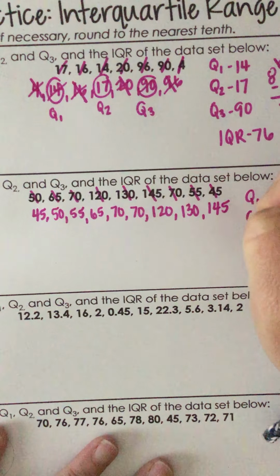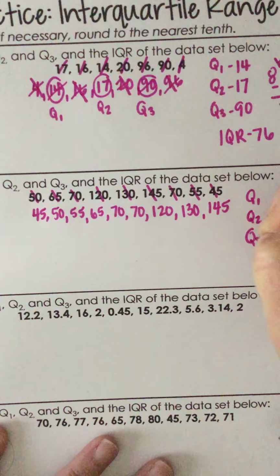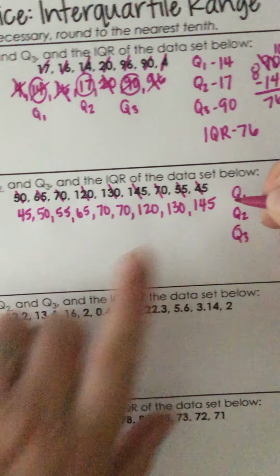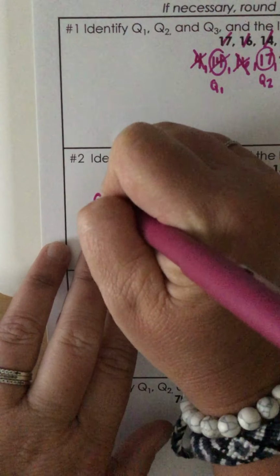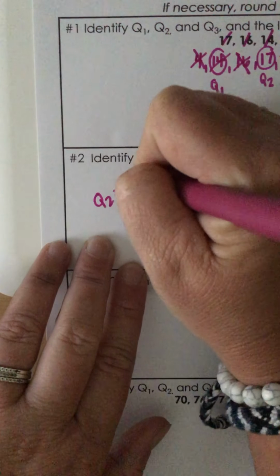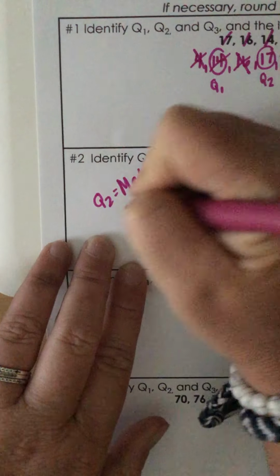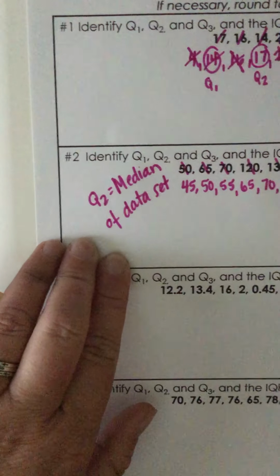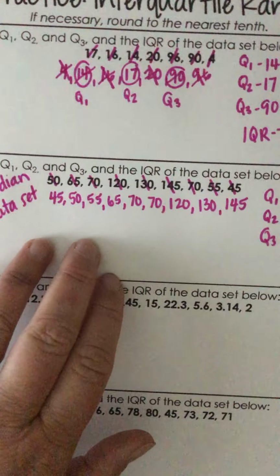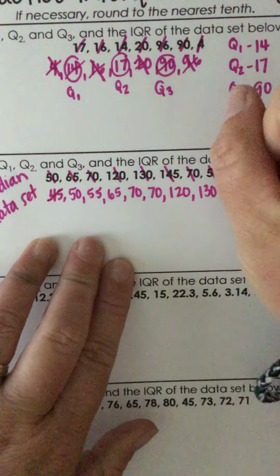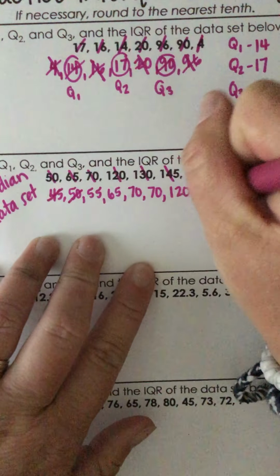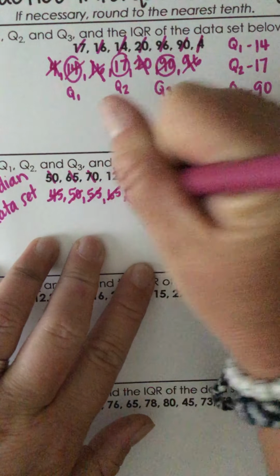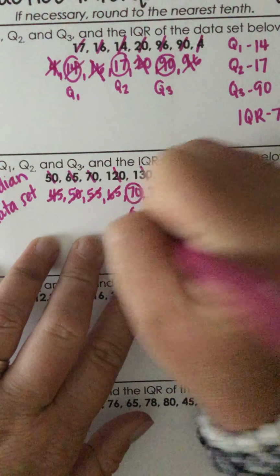Again, I need to find Q1, Q2, and Q3. And remember, I'm starting with Q2. I'm even going to write over here Q2 equals median of data set. So that's actually your first step that you have to do. Okay, so I'm going to find my median. Okay, so 70 is my Q2.